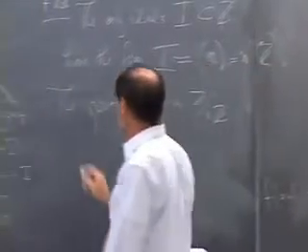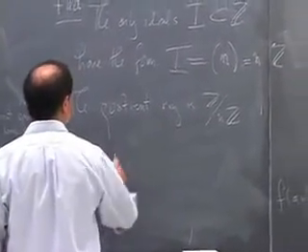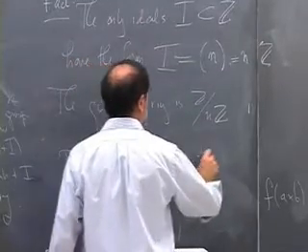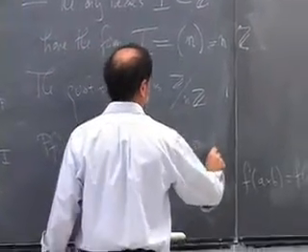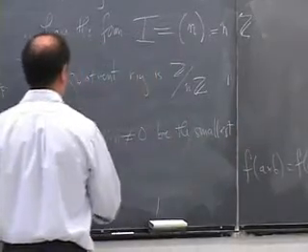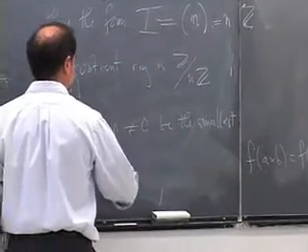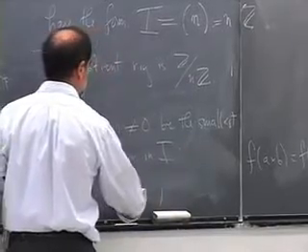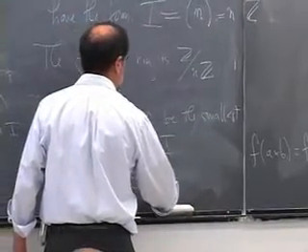And a proof: let n be the smallest positive integer in I, and use the Euclidean algorithm.